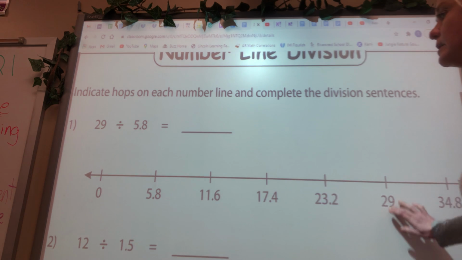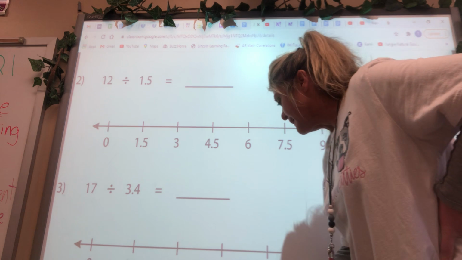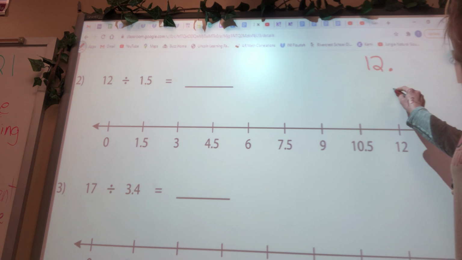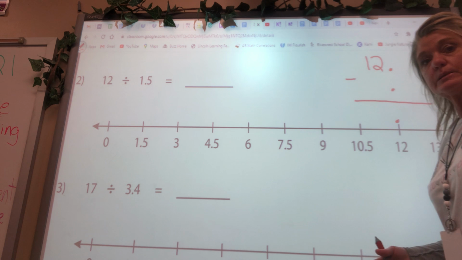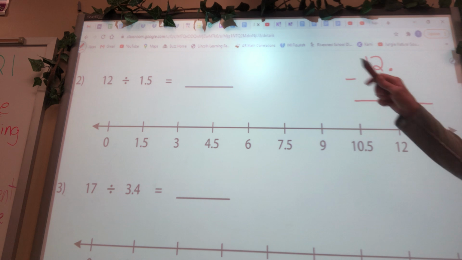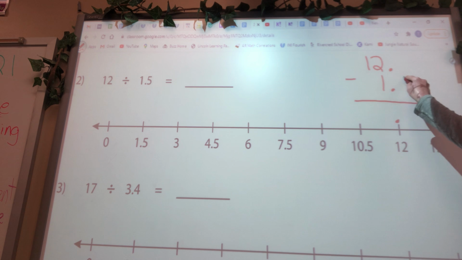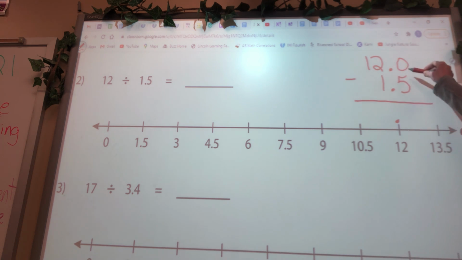Okay, on the next one, 12 divided by 1.5. So if we look at that as repeated subtraction, we would start with 12. We'd line up the decimals because we're going to be subtracting, and when we're subtracting decimals, we always keep the decimals in line. So we had 12 whole ones is what we started with, and we're dividing it into 1 and 5/10 sections, and we would repeatedly subtract until we get to 0. So we'll have to put a placeholder 0 there so we have something to subtract from.